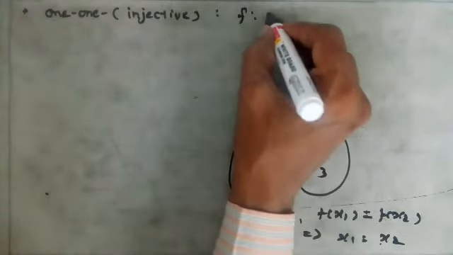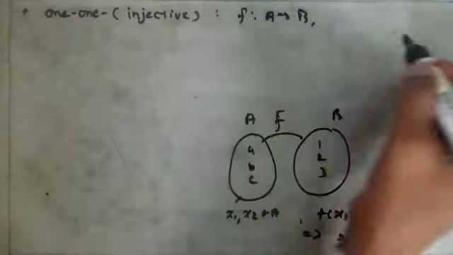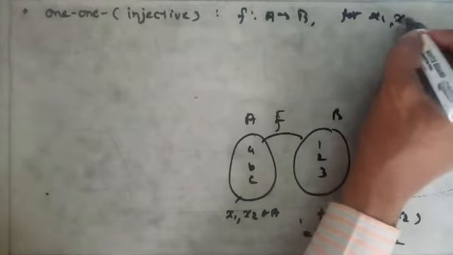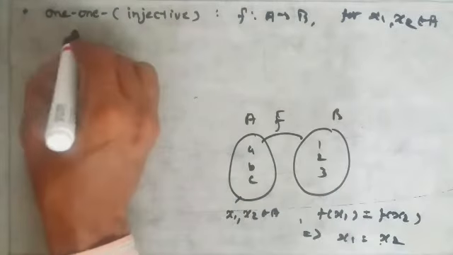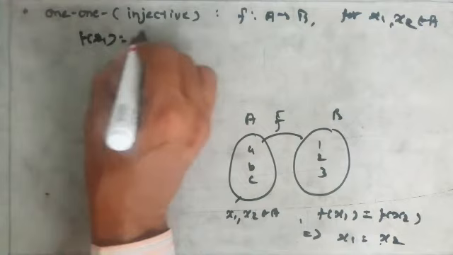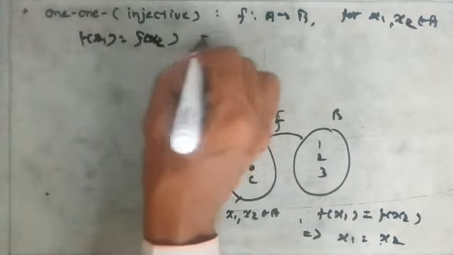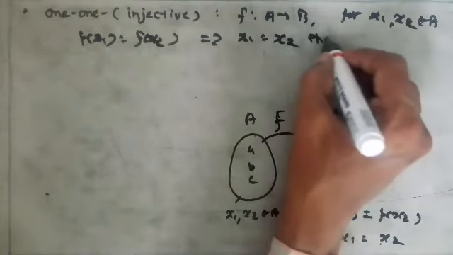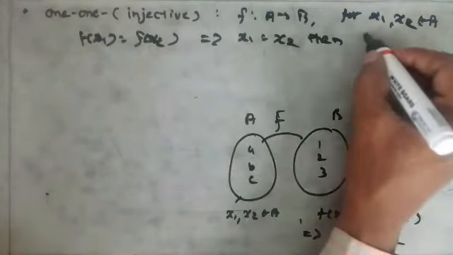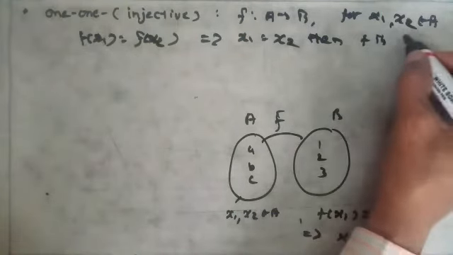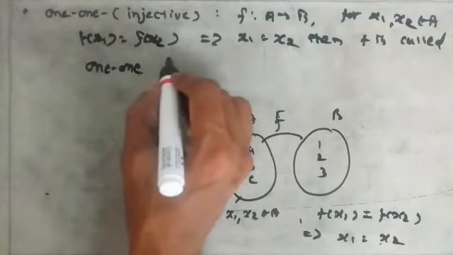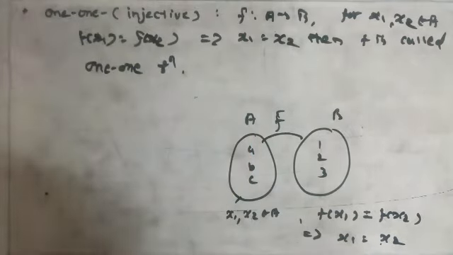For a function f: A to B, for x1, x2 belongs to A, if f(x1) is equal to f(x2) implies x1 is equal to x2, then function f is called one-one or injective function. Clear this?